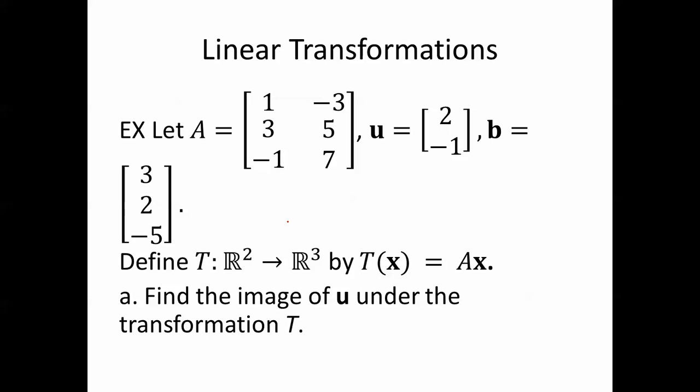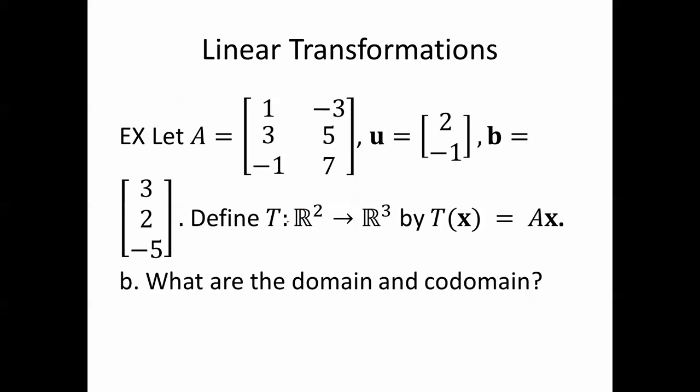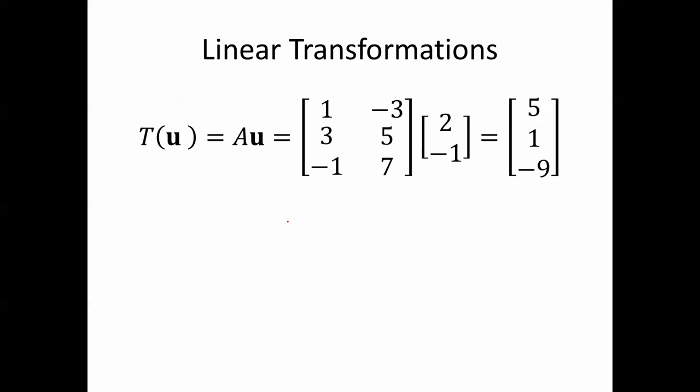Get out of here. Find the image of u under the transformation T. T of u is A times u, so it'll be [1, -3; 3, 5; -1, 7] times (2, -1). That's (5, 1, -9). So that's the answer. That's the image.